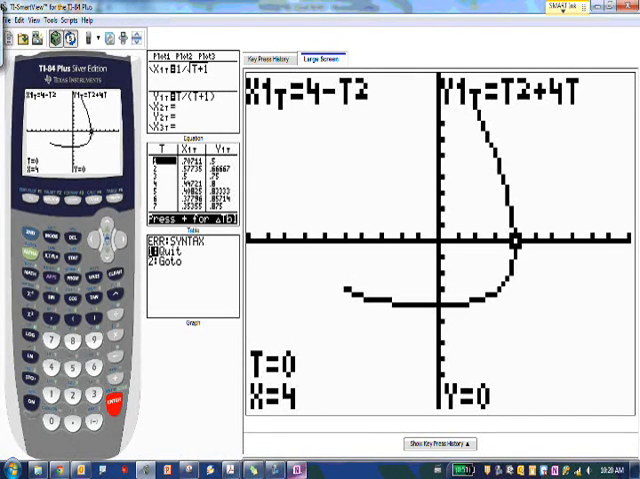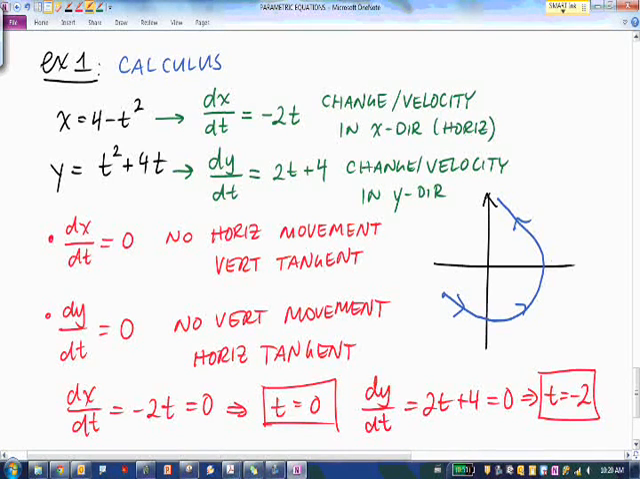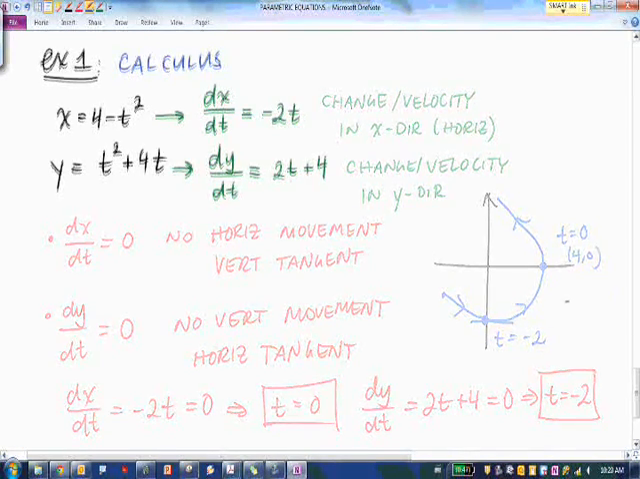So just to sketch a general graph for what this looks like, based on what we saw earlier, it looks something like this. Okay, and the direction was in this direction. And this point right here occurred at t equals 0, which when you plug in was 4 comma 0. And this point down here, which should be horizontal, occurs at t equals negative 2, which if you plug in negative 2, you can get your coordinates as well.